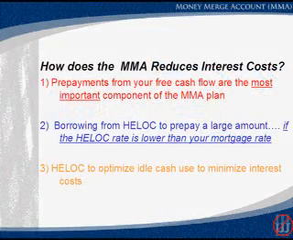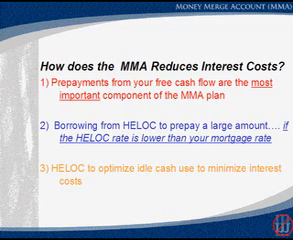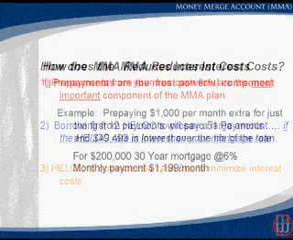So how does the MMA plan reduce interest costs? The largest single contributor to reducing a mortgage's interest cost are prepayments to the mortgage from your discretionary cash flow, or your free cash flow. The second strategy of the money management account is to borrow money from the home equity line of credit and apply it to the mortgage balance. The third strategy is to optimize monthly cash flows, or to minimize the amount of idle cash sitting in non-interest-bearing accounts.